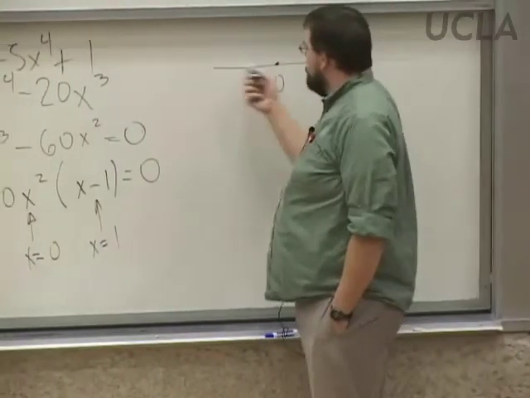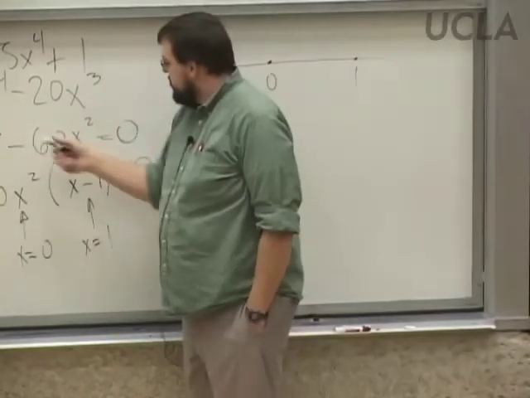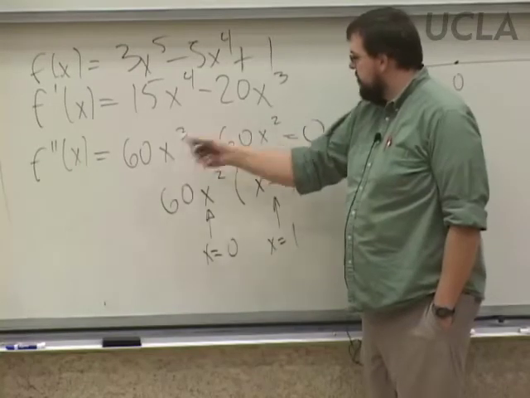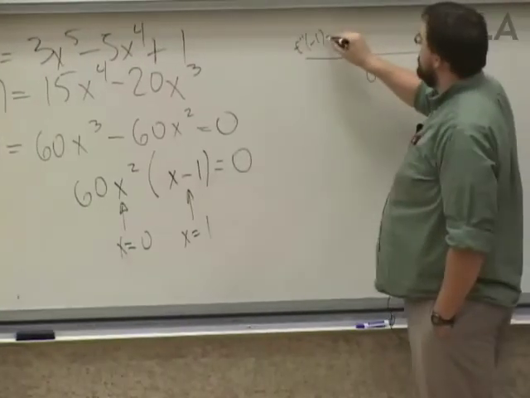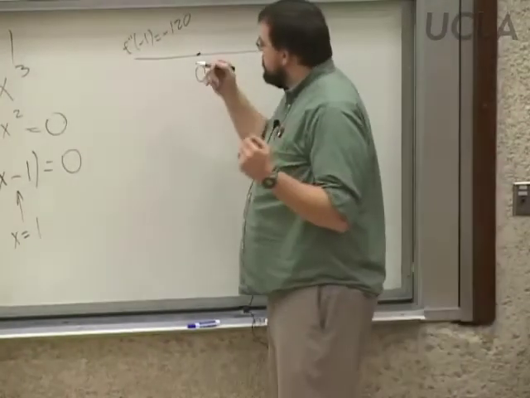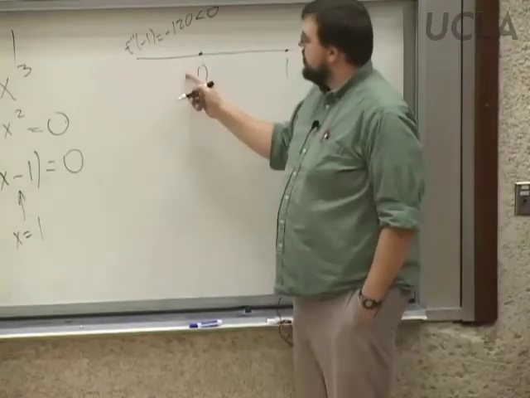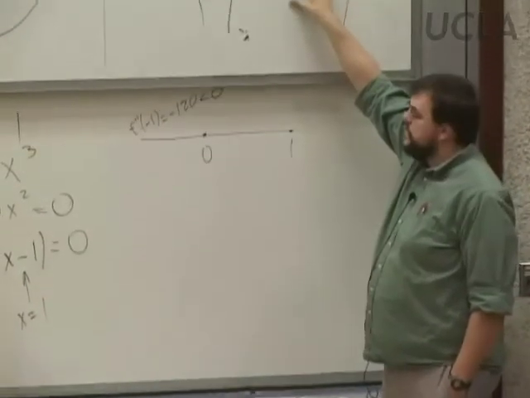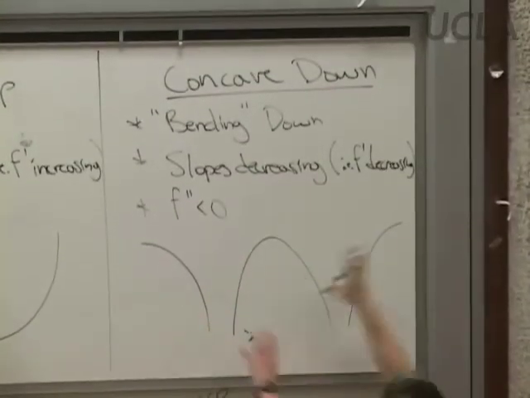So for instance, if I plug in a number less than 0, anyone have a favorite number less than 0? Negative 1. Okay, that's a nice number. I can plug it into either form. 60 times negative 1 cubed would be negative 60. Minus 60 times negative 1 squared, which is another negative 60. So the second derivative at negative 1 is negative 120. But I don't care about the 120. You just need to make sure whether it's positive or negative. In this case, it's negative, which tells me that before 0, I'm concave down. I have this kind of shape going on. One of these basic kinds of things is happening.